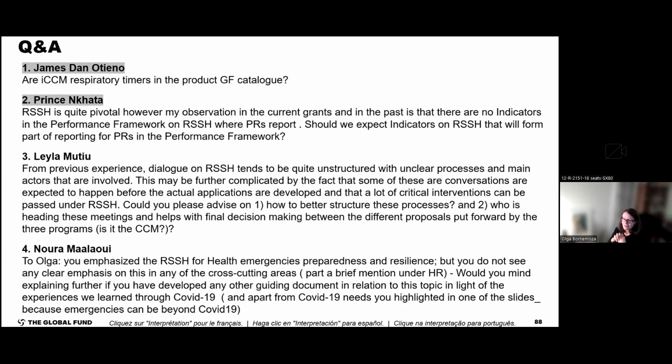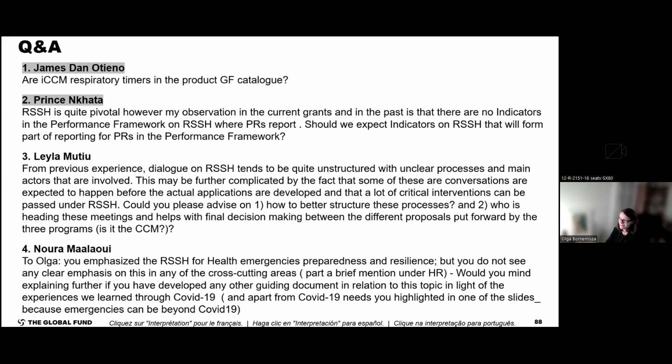Okay, the next question, from Lila Mutiyu. From previous experience, dialogue on RSSH tends to be quite unstructured, with unclear processes and main actors involved. This may be complicated by the fact that some of these conversations are expected to happen before the actual applications are developed, and a lot of critical interventions can be passed under RSSH. Could you please advise on, one, how to better structure these processes, and two, who is heading these meetings and helps with final decision-making between the different proposals put forward by the three programs?